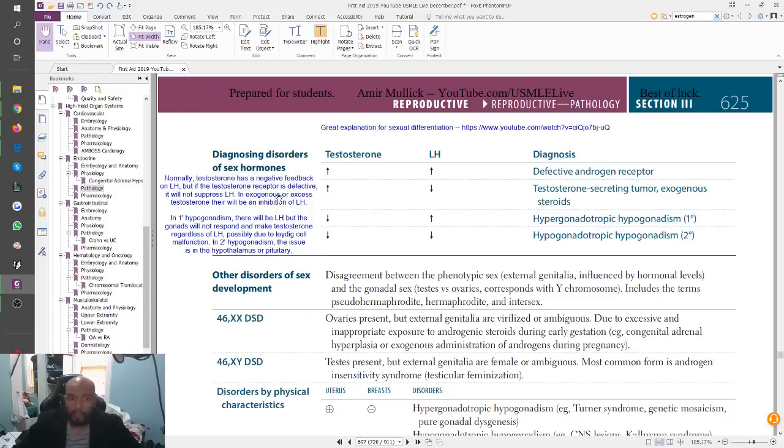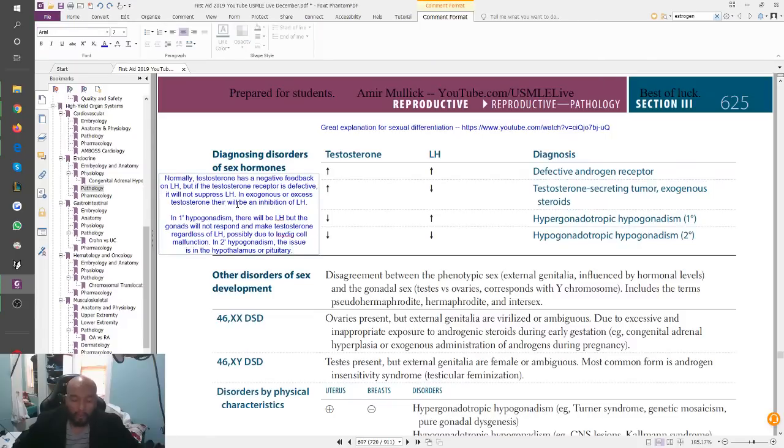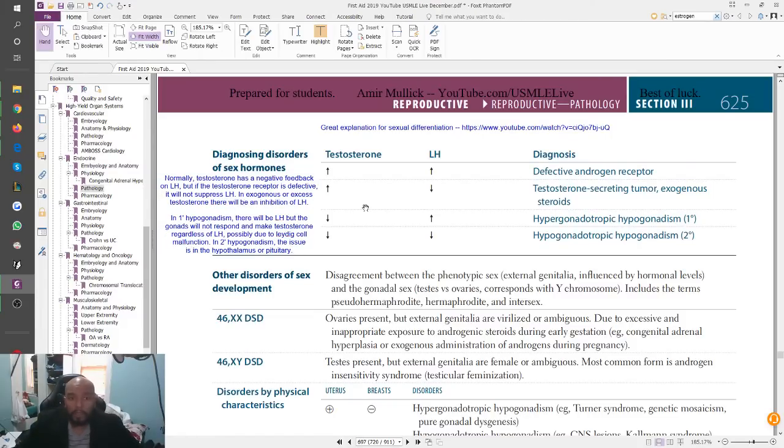In exogenous or excess testosterone, there will be an inhibition of LH. Wow, I used the wrong word there. That's embarrassing. Anyway, I was probably typing too quick.